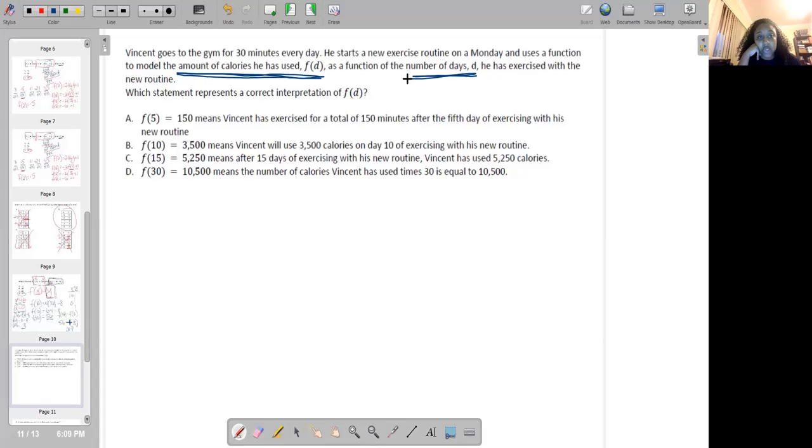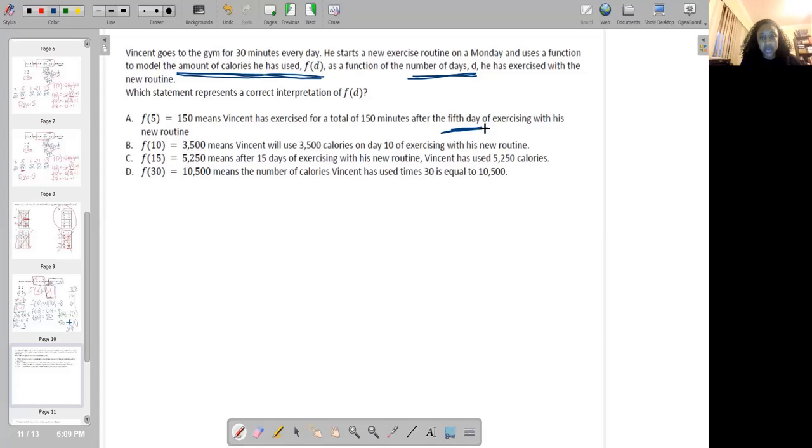So we need to figure out which one of these statements represents the correct interpretation of f of D. Once again, you have to understand what the parts of your equation, the parts of your function, mean. So if we take a look here, f of 5 equals 150 means Vincent has exercised for a total of 150 minutes after the 5th day of exercising with his new routine, right? So remember, D stands for days. So as far as the 5th day is concerned, that's correct. But 150, right?